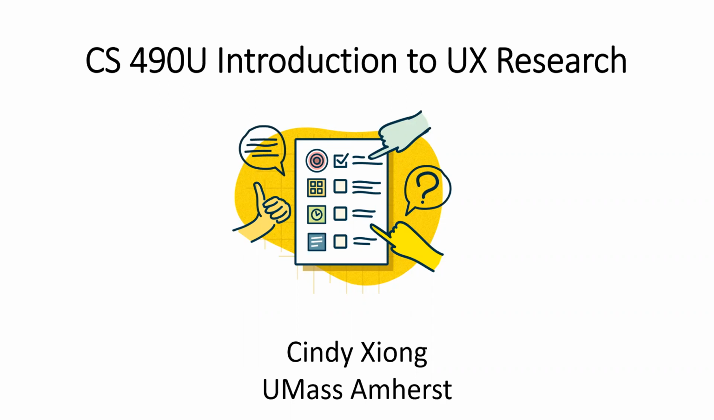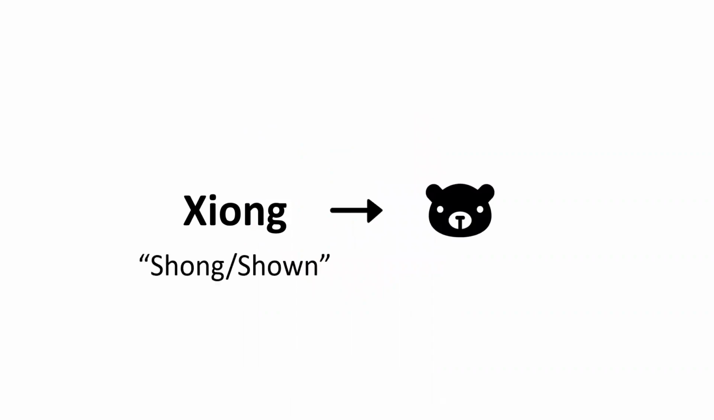But before I start, little fun fact about myself. That is my last name, Xiong. It actually means bear in Chinese, and it's pronounced Xiong with a G or Xiong without the G. Either way is fine. Couldn't tell the difference.